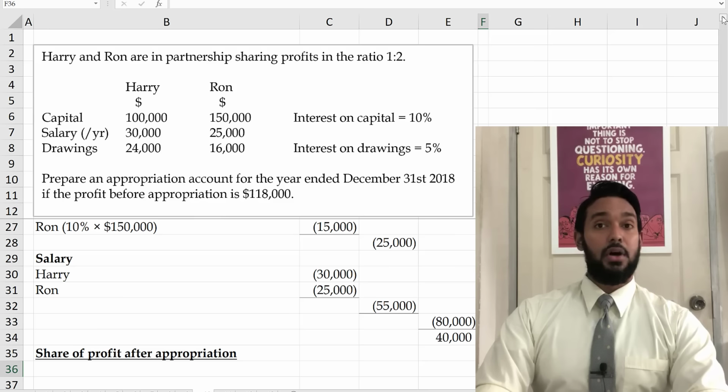Ratio is 1 to 2. Now that's interesting because 1 and 2 is 3, so you're going to have a 1/3, 2/3 split.